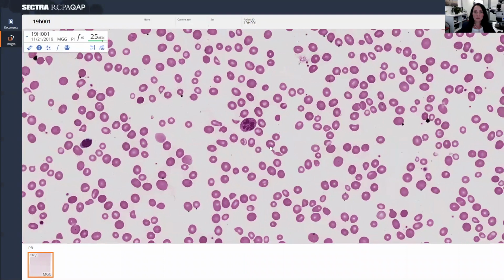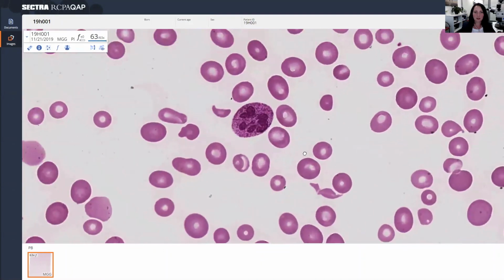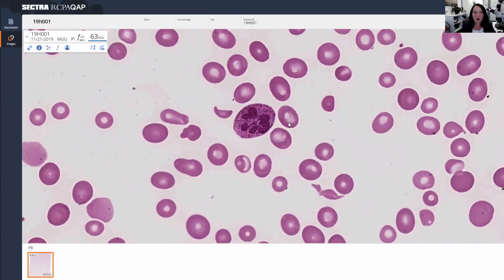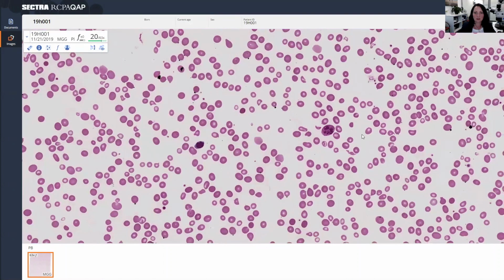And we have another really big clue right over here. So we have this hypersegmented neutrophil. So 1, 2, 3, 4, 5, 6, 7, 8 lobes. So we sort of already know where we're heading with this. I think we have a macrocytic anemia with basically a pancytopenia. We have the red cell changes, we have hypersegmentation of this neutrophil. So let's keep having a look around.